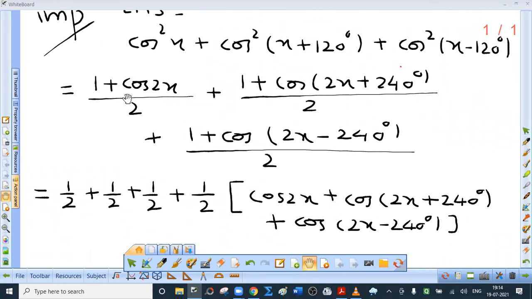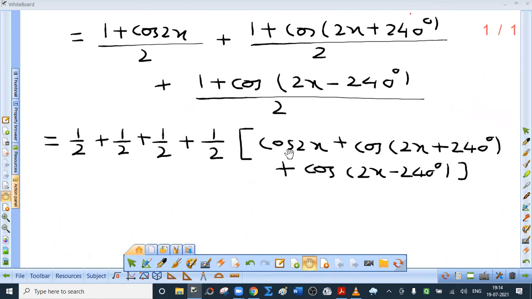Now let me explain. Half plus half plus half, 3 times. From the remaining terms, take 1 by 2 common to get in bracket cos 2x plus cos of 2x plus 240 degree plus cos of 2x minus 240 degrees. Now, half plus half plus half is 3 by 2. This is the required answer.